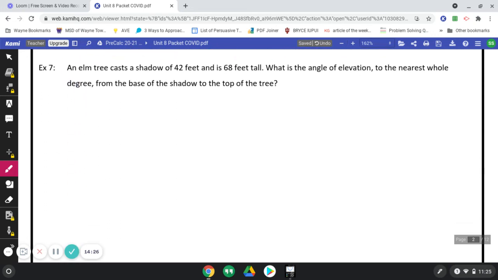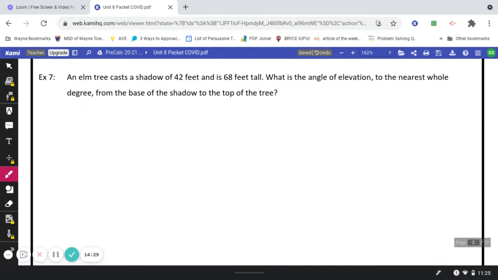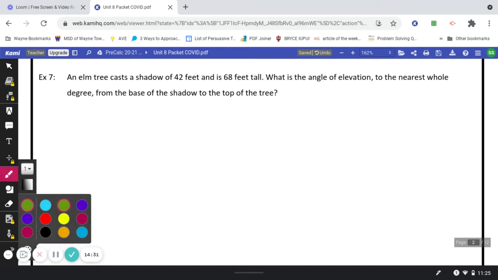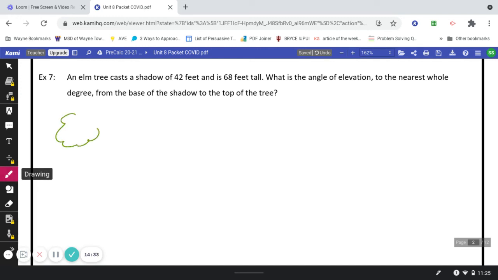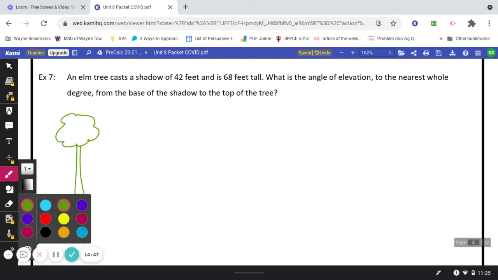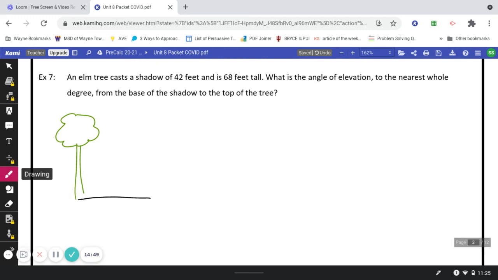Last problem, example 7, we have an elm tree this time. All right, let's see, we'll get our little elm tree like that. And an elm tree casts a shadow of 42 feet. Now, when something casts a shadow, we see the shadow show up on the ground. So you have the shadow that's happening like down here. So the shadow is 42 feet. And then it tells me that the tree is actually 68 feet.